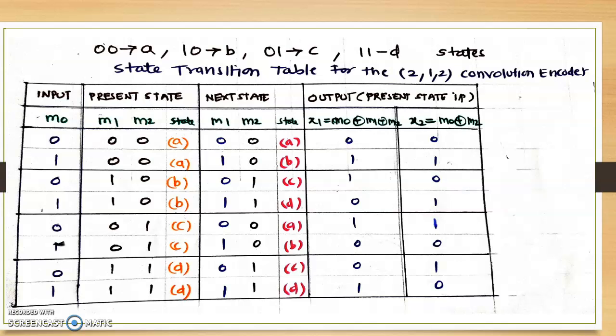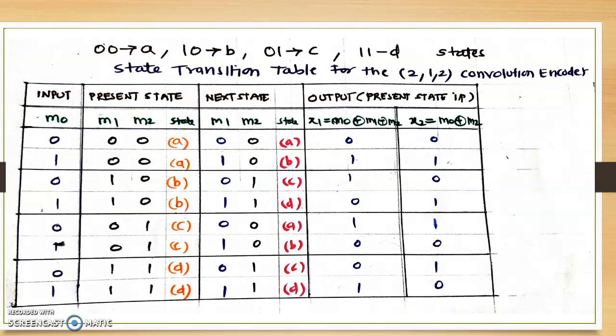Now to draw the next state, we are just replacing the next states. M1 is nothing but input M0. So whatever my input M0's bits are, I am keeping the same bits as M1 in my next state, and M2 in my next state is nothing but the present state M1. So whatever the present state M1 bits are, I am replacing it with the next state M2. Now I have given the state's name. So when the input is 0, our transition is from A to A.